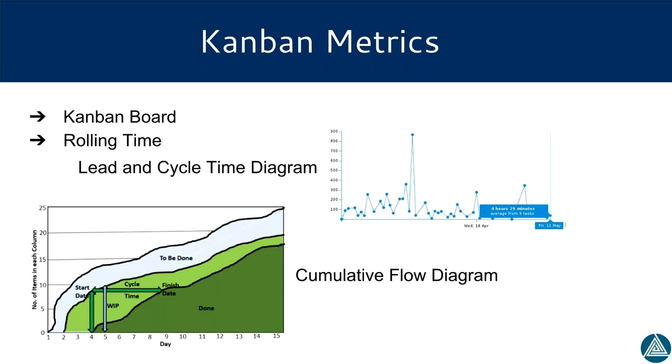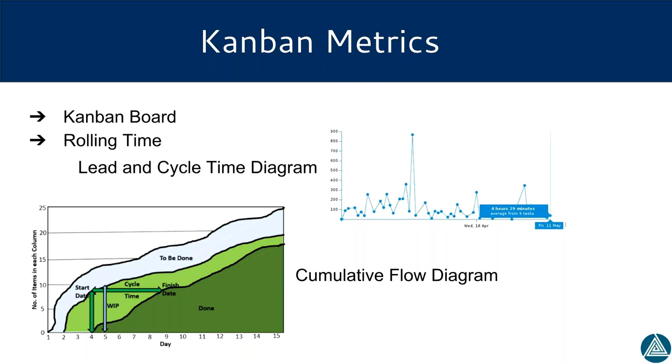Okay, going on. This is something that is very important. In Kanban, we won't have more metrics than the ones that I'm going to show. The Kanban board, as it is, is a metric since we can see the status of the project at any moment. So the Kanban board is the most important metric of Kanban. Then we have rolling time, which is composed of lead time and cycle time. In this, we can understand that lead time is the time that a user story or a requirement takes from when it is created until the time that it is done.